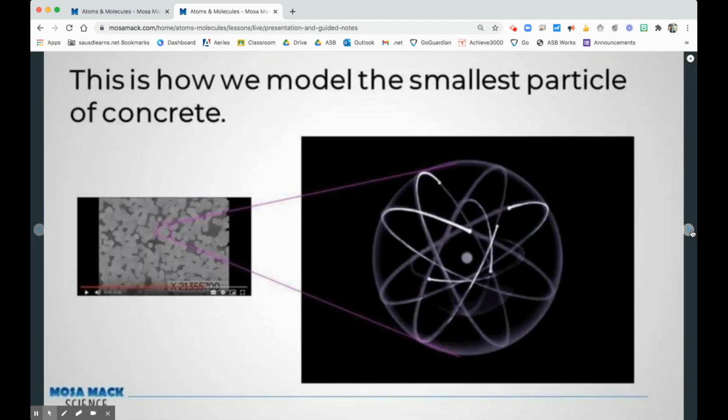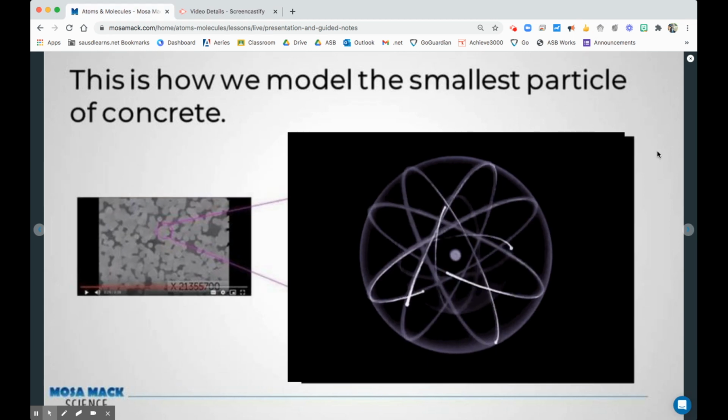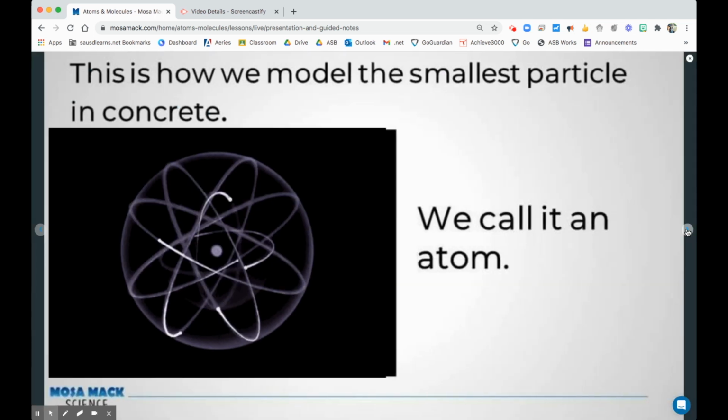All right, so this is how we model the smallest particle of concrete. If we zoom into concrete all the way down 21 billion times better than we can see, we will be able to zoom in all the way until its smallest particle. And like we've said before, everything can be broken down into these particles. We call these particles atoms.